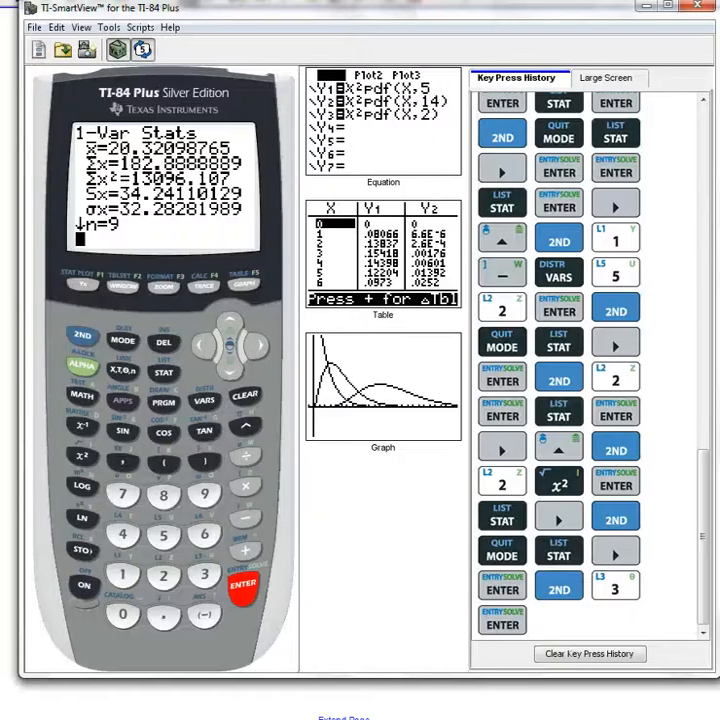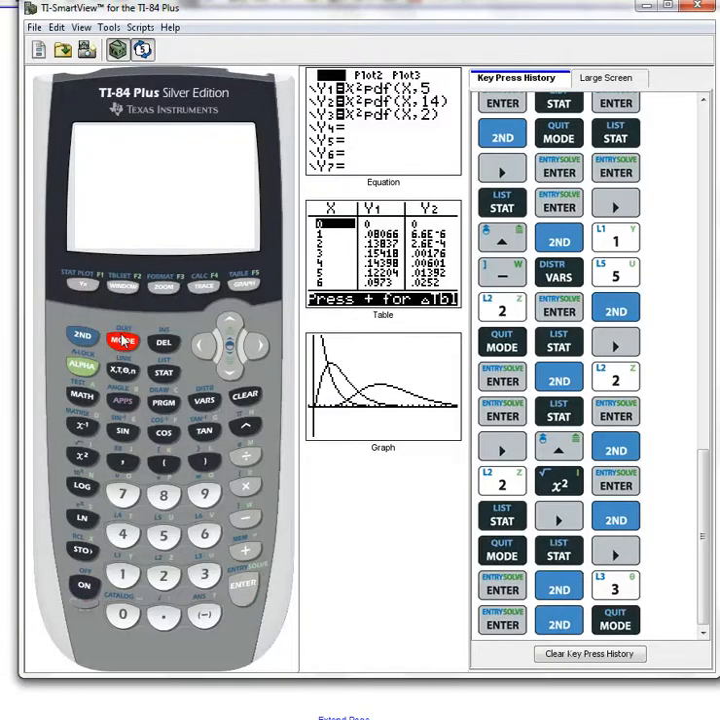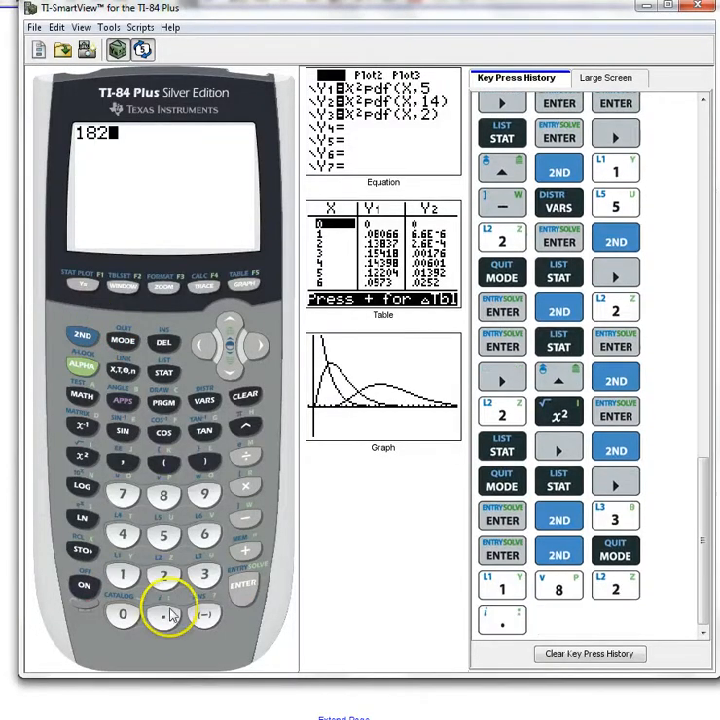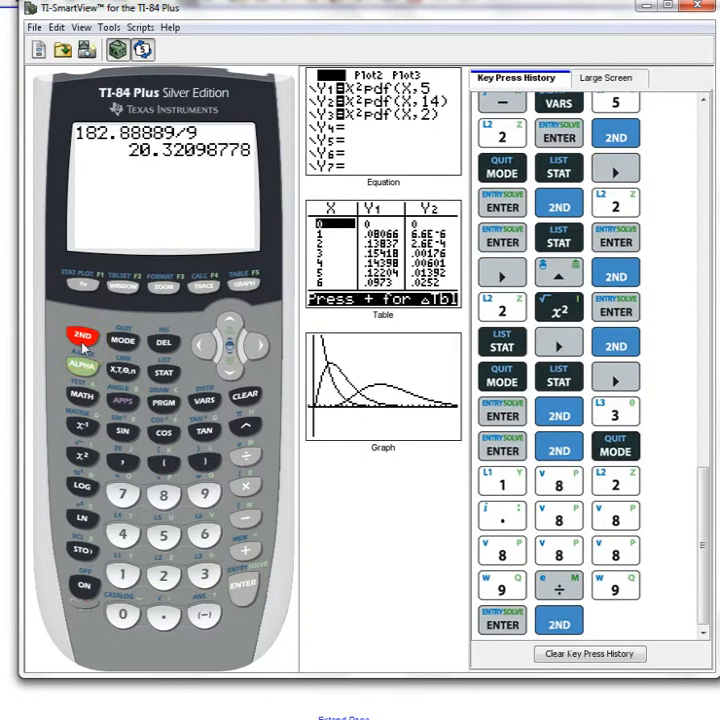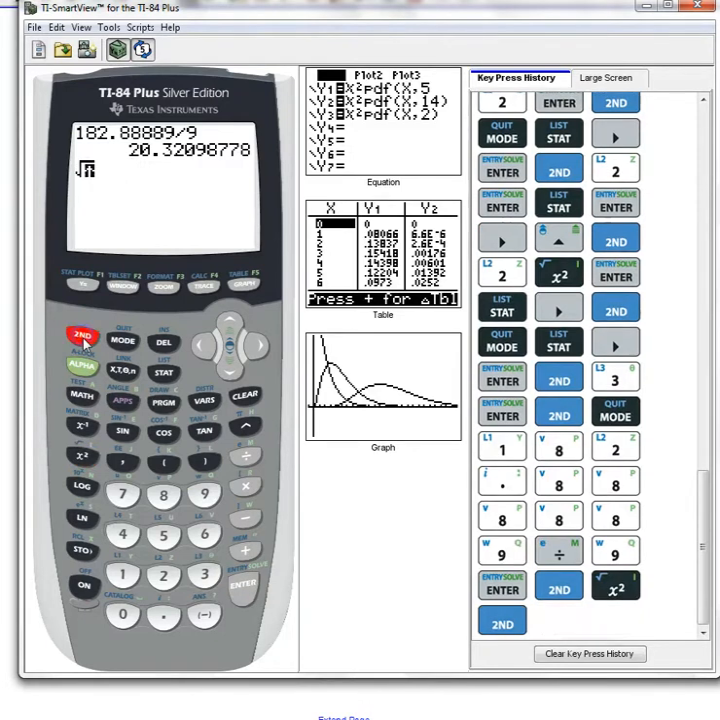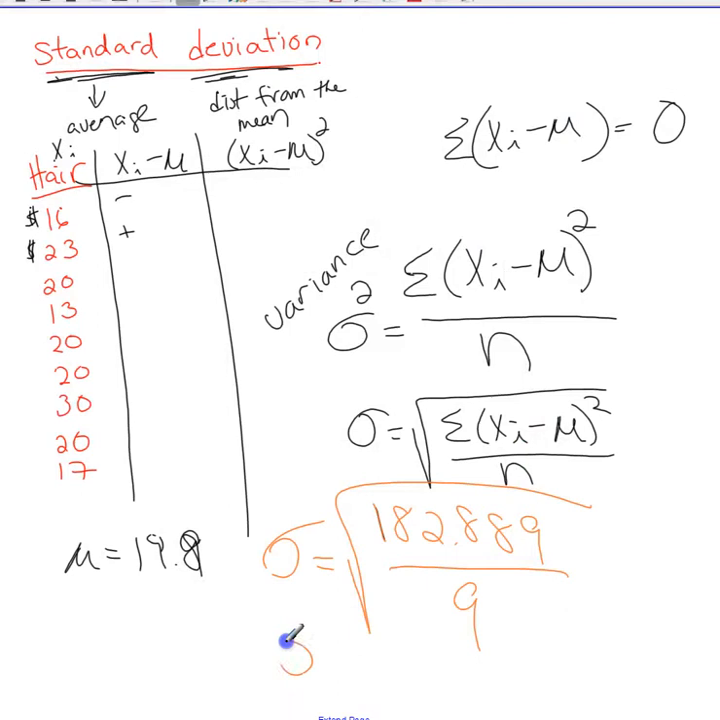So let's do that in the calculator. We're going to do 182.888889 divided by 9. And let's square root it. And we got 4.507. So let's check it out. 4.507. That's what I said. So that's our standard deviation of our data set.